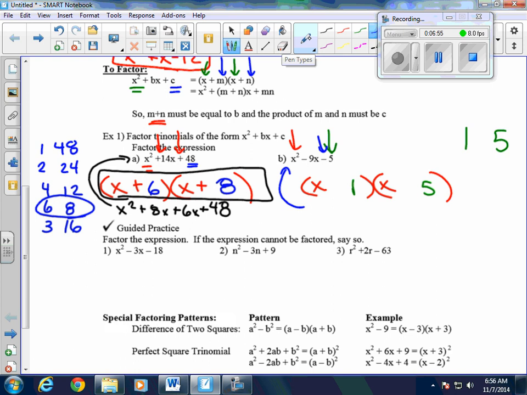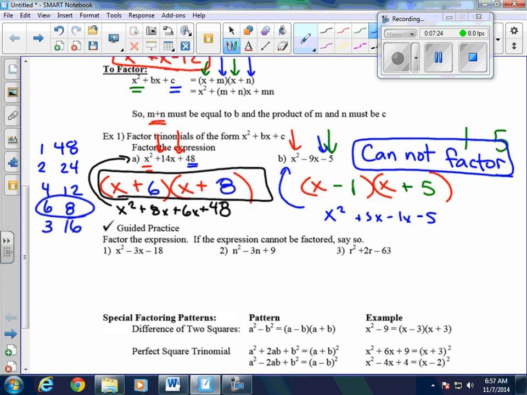So if we switch those signs, a minus and a plus, now what that's going to do is give us x squared plus 5x minus 1x minus 5. And does that give us back our original equation? No. So in this case, we can see that this problem is not going to factor. Okay, there are no other possibilities, so this one will not factor.